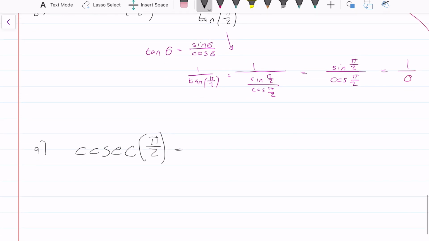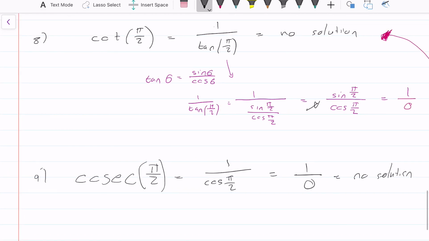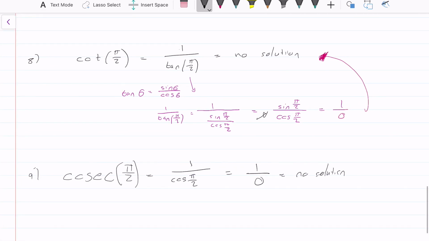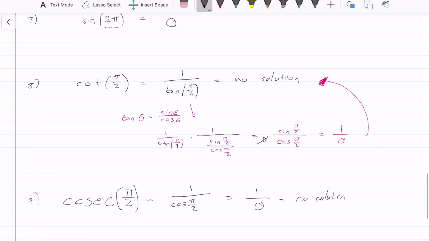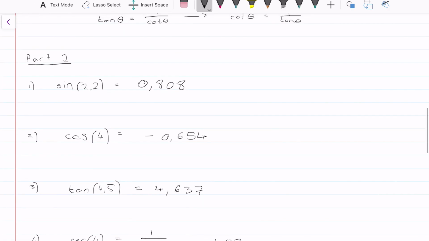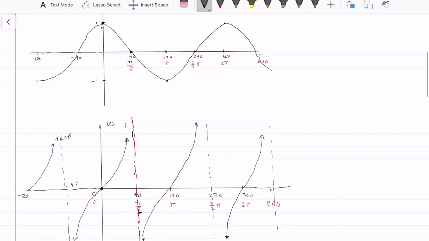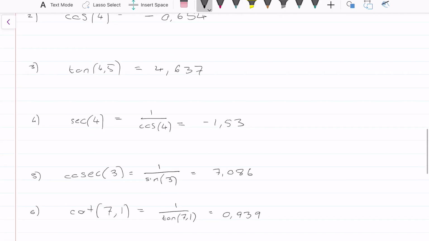Looking at cosec pi over 2, that's just 1 over sine pi over 2, which is the same thing as this essentially, so we get no solution once again. I hope that made sense to you guys. Again, these are some very basic questions. Most of them you just put into your calculator and get an output. Nothing too serious and nothing too difficult.